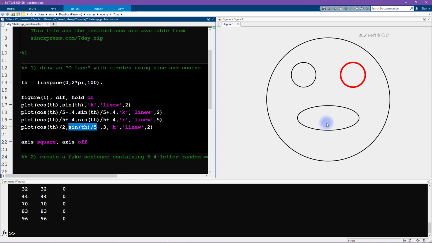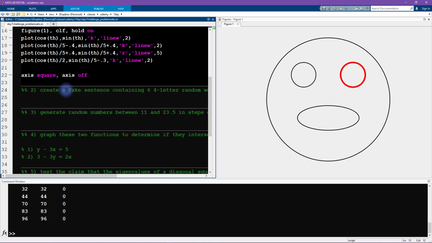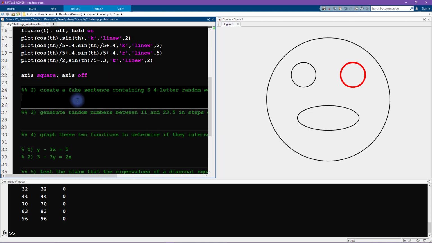All right, so that is the successful completion of this part of the project. So this was day 1. Here is the solution to day 2.